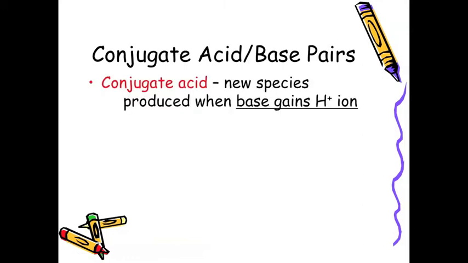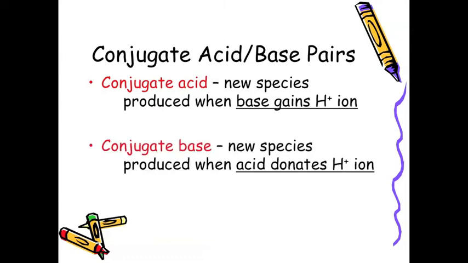A conjugate acid is a new species produced when a base gains an H+ ion. A conjugate base is a new species produced when an acid donates an H+ ion. So if you remember a few slides back when we tried to figure out which one was an acid and which one was a base according to where the proton moved, now we can see what the name, the conjugate acid or conjugate base of the product, is.